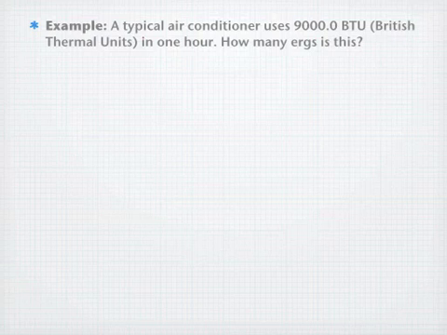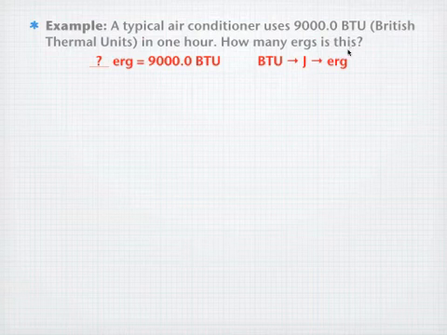All right, two more examples that we'll go through together before I let you go on your own. We have a typical air conditioner using about 9,000.0, notice the decimal point there, BTU or British thermal units of power in 1 hour. How many ergs is this? Well, we want to know how many ergs there are in 9,000 BTUs. If you look at your equation sheet, you'll see that there's no equality that could directly connect ergs to BTUs. However, there are two conversions that will get you there.